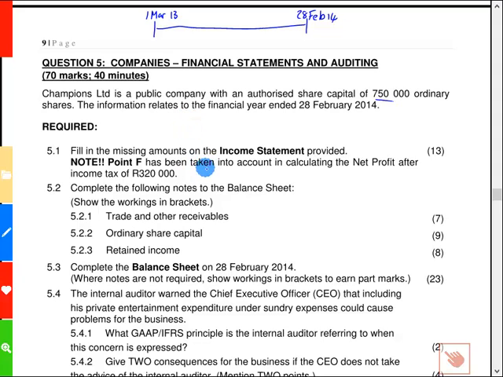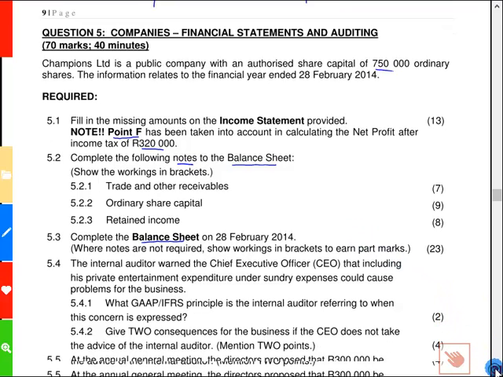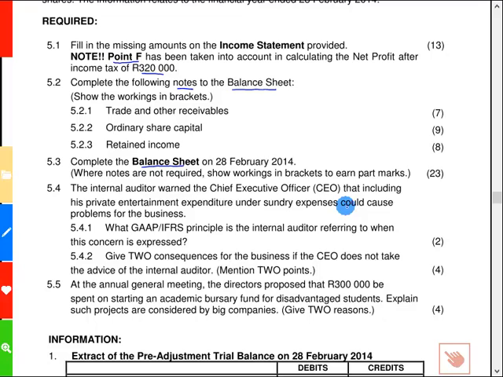5.1 says, fill in the missing amounts on the income statement provided. Note, point F has been taken into account in calculating the net profit after income tax of 320,000 Rand. Then we're also asked to do the balance sheet, as well as the notes to the balance sheet. So as we go through the additional information, we can take account of everything that relates to receivables, share capital, retained income, and know that we're going to have to deal with that specifically. Then we've got our couple of theory questions, 5.4 and 5.5.